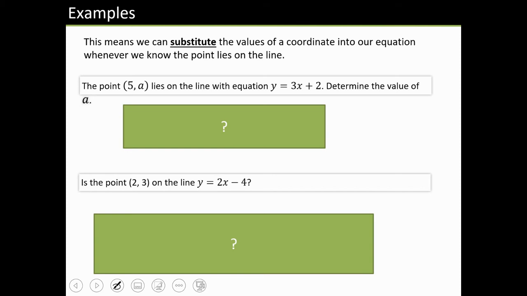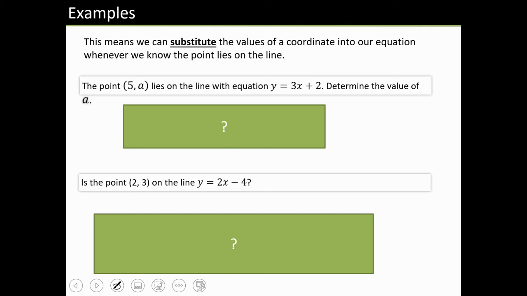So like I said before, we can substitute the values of a coordinate into our equation whenever we know the point lies on the line. So it says here, the point (5, a) lies on the line with equation y is equal to 3x plus 2. Determine the value of a.